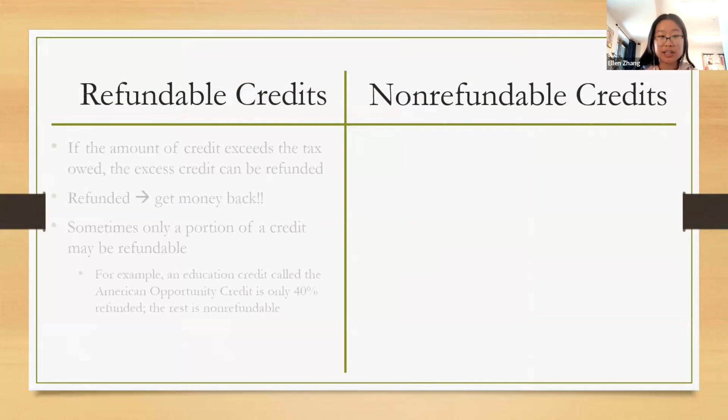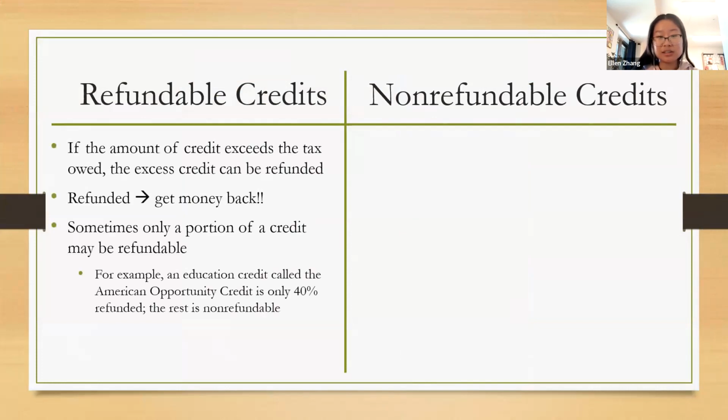A refundable credit is if you are eligible for it and the amount of credit exceeds the taxes you owe, the excess credit can be refunded entirely to you, as in you get that money back. But sometimes only a portion of a refundable credit is actually refundable. For example, an education credit we're going to be talking about later today, called the American Opportunity Credit, is only 40% refundable, and the rest is non-refundable.